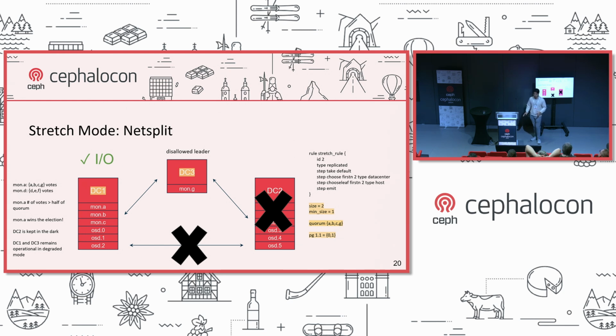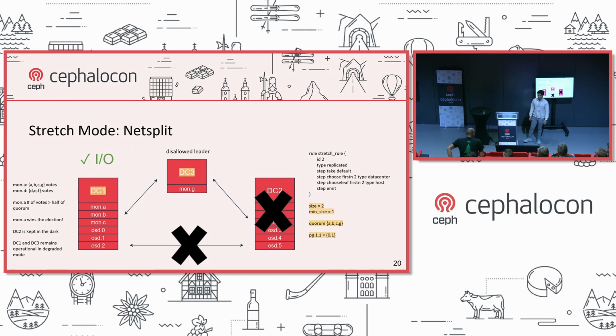So DC2 is in the dark, and we can continue to operate with DC1 and DC3, but there's a catch to it. It's in a degraded mode, meaning that the size gets reduced by half. So the replication size, which was 4, becomes 2. The min size, which was 2, becomes 1. And so when there's I/O, it only stores 2 copies inside its own data center, and does not try to store a copy on DC2, which is kept in the dark.